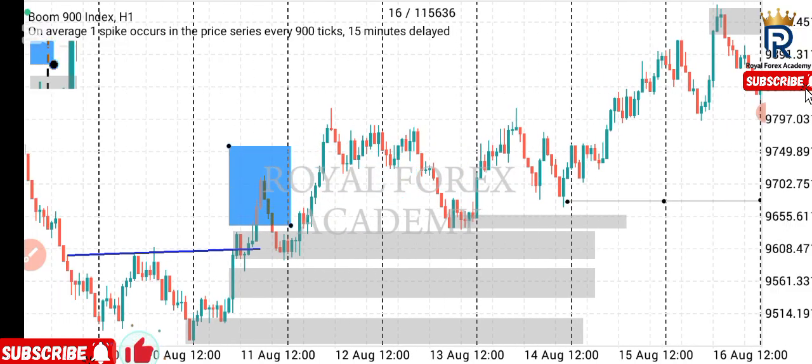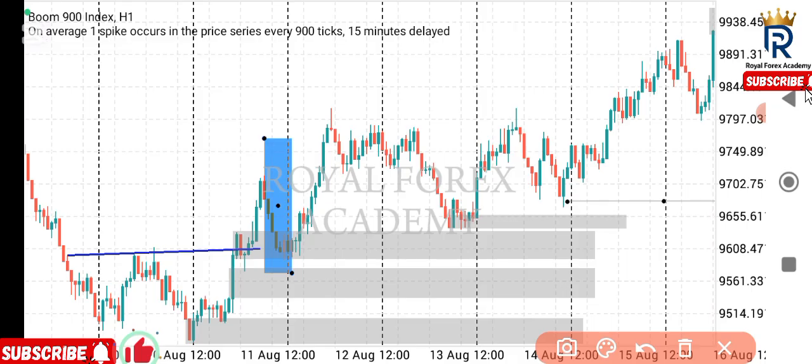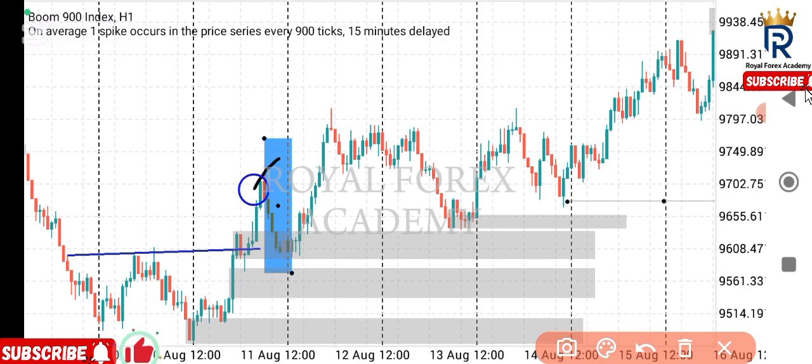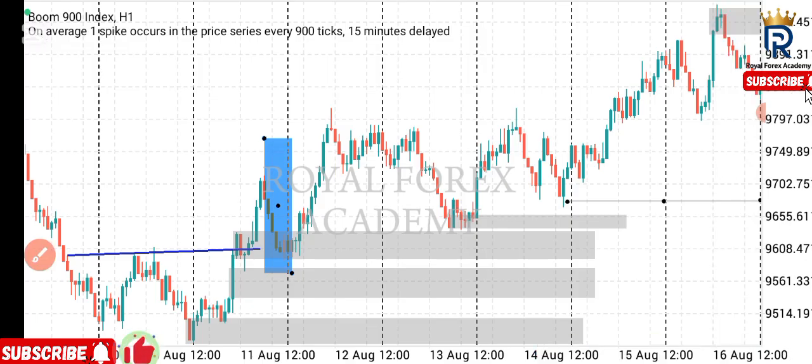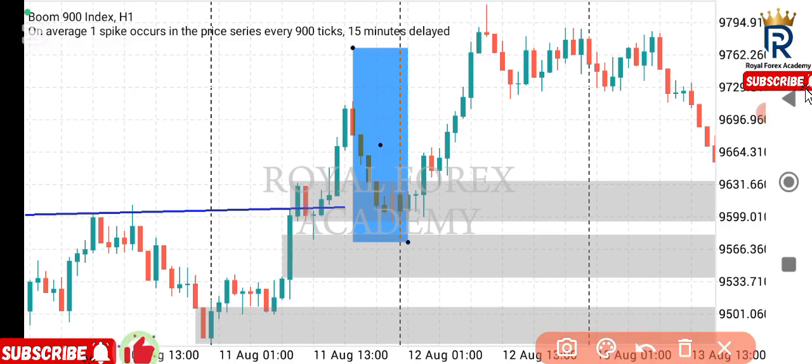So now look at this pullback that we had. After the break of structure, we have price pull back here, which we were expecting, and it pulled back into this particular smart money cube. This pullback happened. This is a smart money cube, and this pullback pulled into this smart money cube.